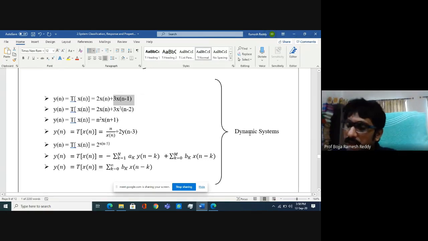In the case of a dynamic system, the present output may depend on past or future or both. Means anyhow memory is included, delay is there.